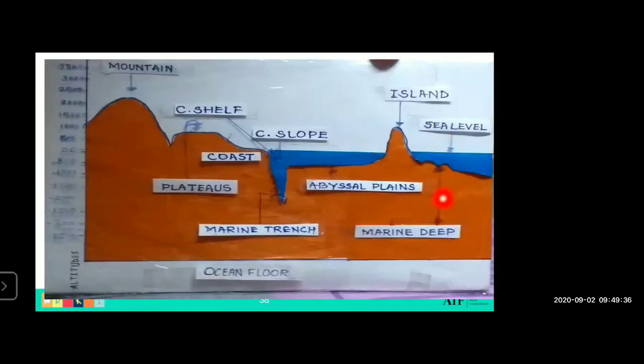And then this is the marine deep. As this is a little above, it is not as deep as the marine trench. That's why it is called marine deep. While this is the deeper portion, we have seen it in the previous slide. That's why it is called marine trench. And all these landforms that are submerged under water are called the ocean floor.